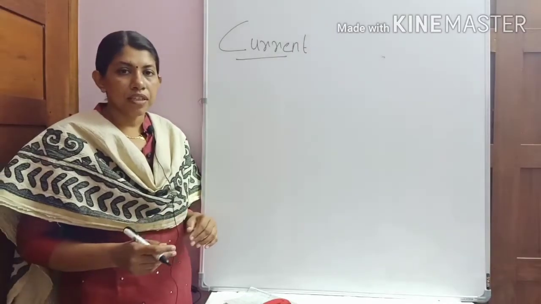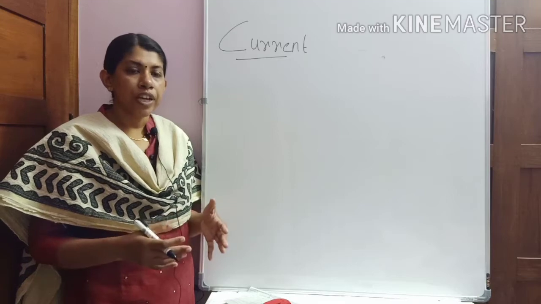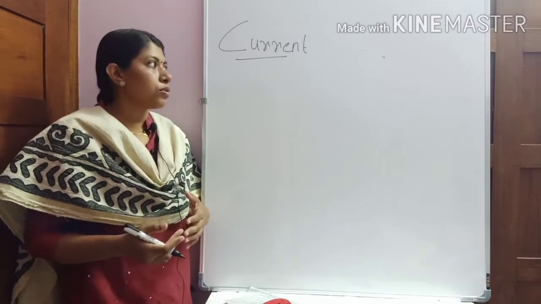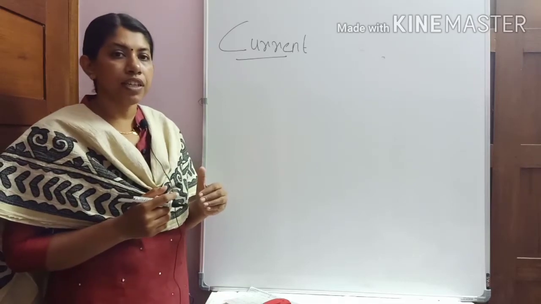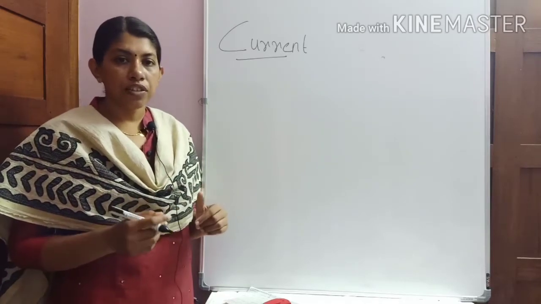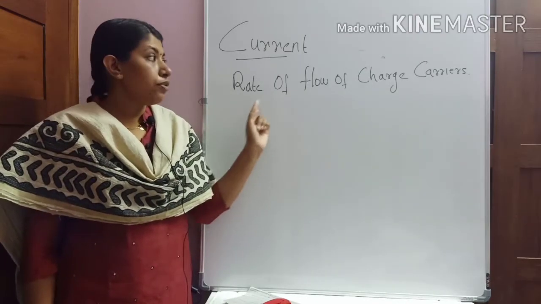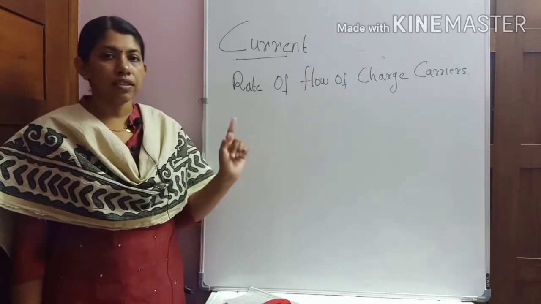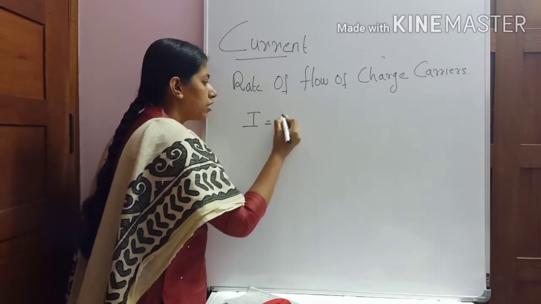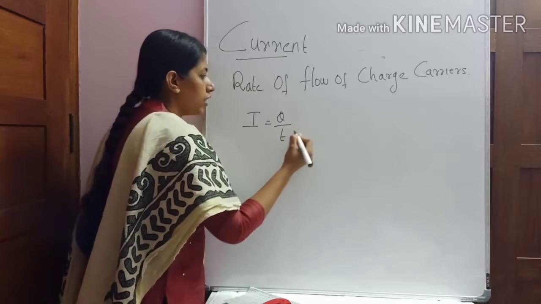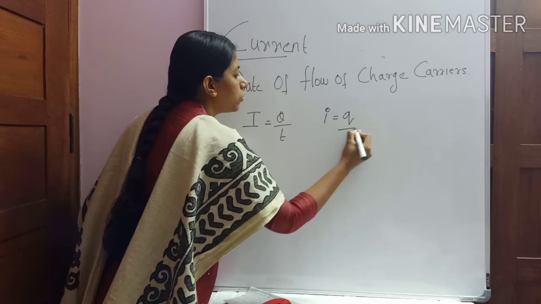Current is produced by the movement of charge carriers. So when the charge carriers move, it will produce a current. So the technical definition of current is the rate of flow of charge carriers, which is called current. Current is given by the equation Q by T, or instantaneous current will be given by the equation Q by T.